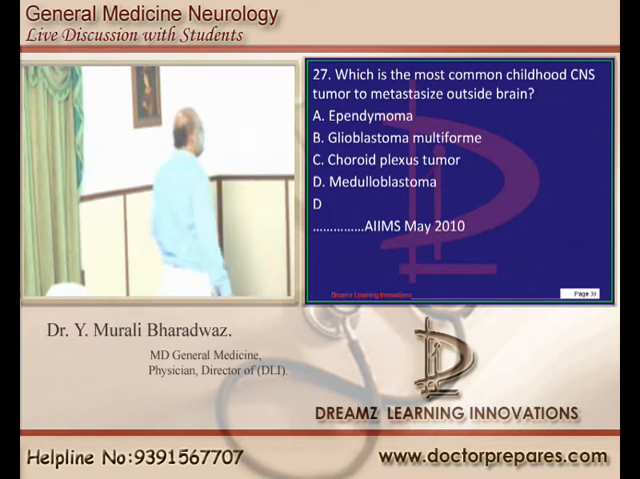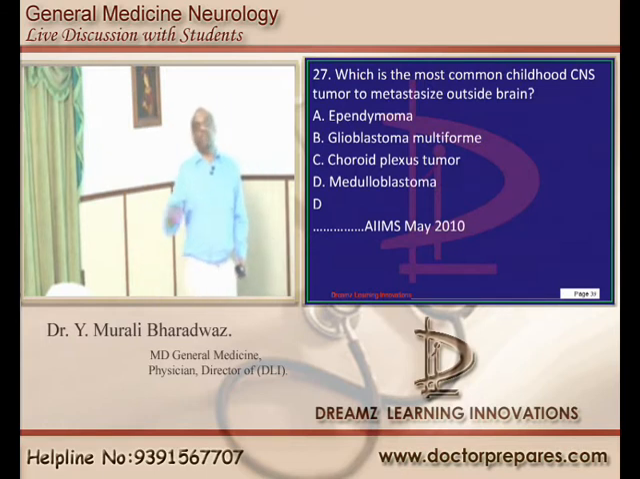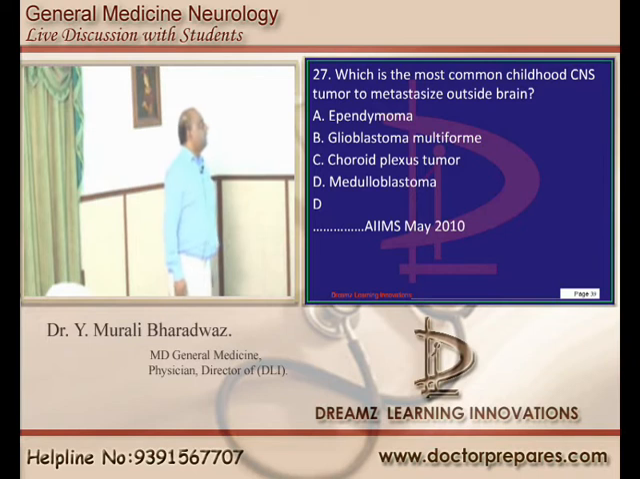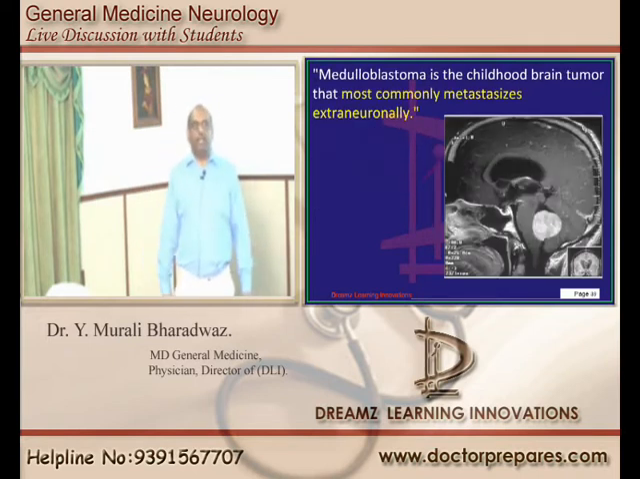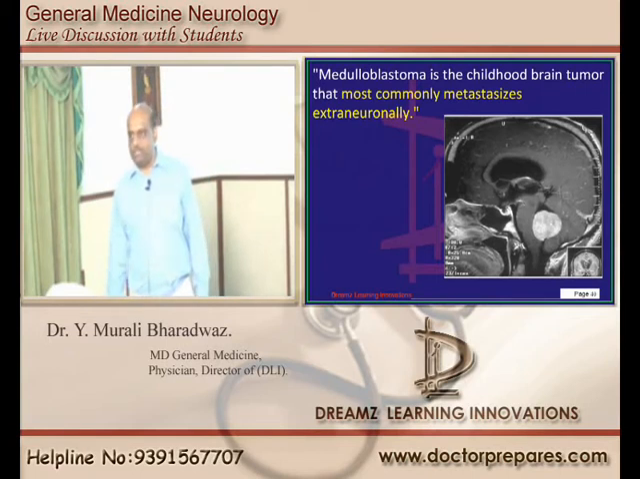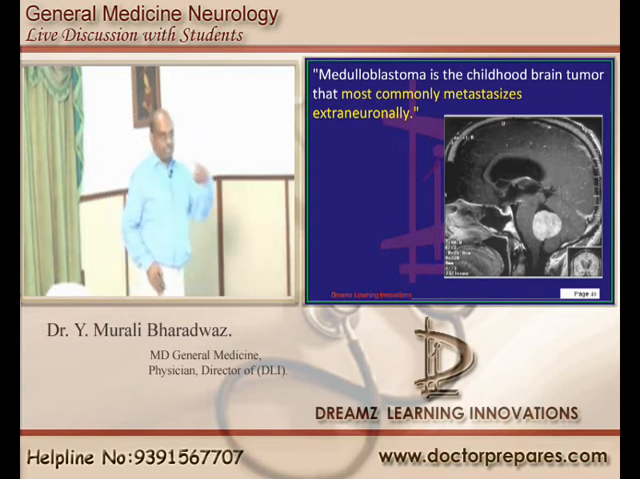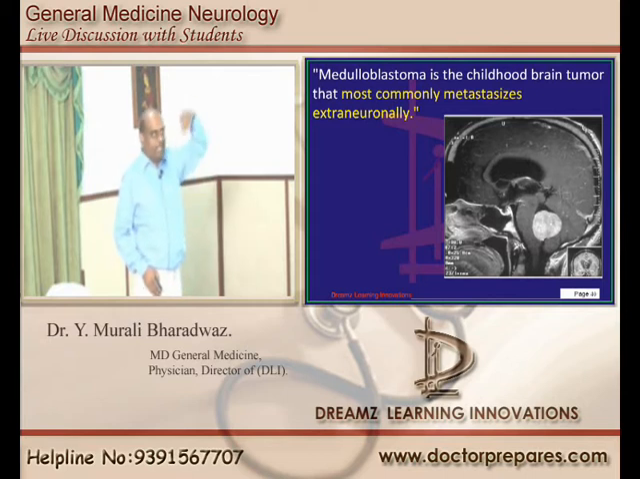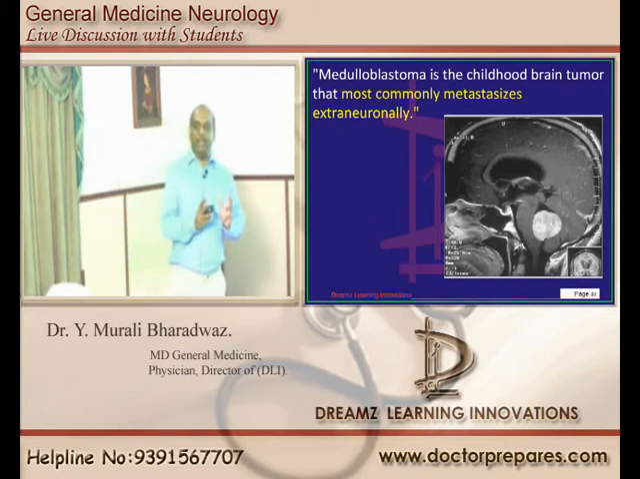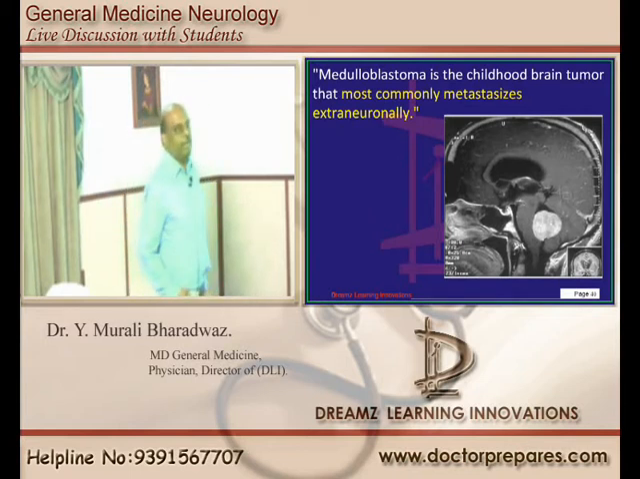Now what is the most common tumor that can metastasize outside the brain? Now we are going to talk a little bit about most common at different stages of tumors. Brain tumors is all about most commons. Medulloblastoma, this is the childhood brain tumor that commonly metastasizes extraneuronally outside the brain. Through CSF it can cause drop metastasis and go out of the CNS. CNS is like a jail. Jailbreak is possible for medulloblastoma.